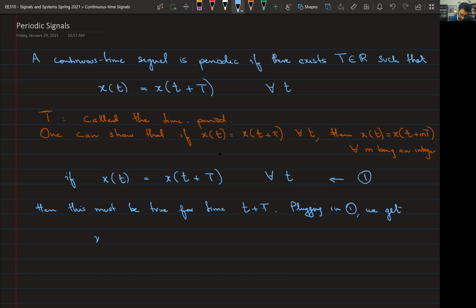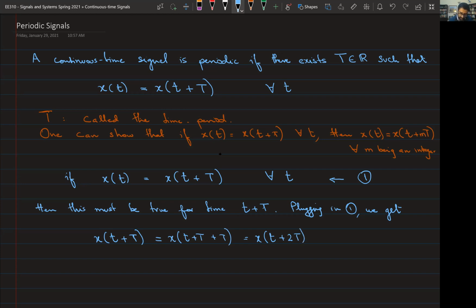On the left-hand side, I get x of small t plus capital T. What do I get on the right-hand side? Sir, x of t plus 2T. Good, right? I just plug in t plus capital T instead of small t, and there was a plus T there anyway. So therefore, this is x of t plus 2 times capital T, as Essen said.